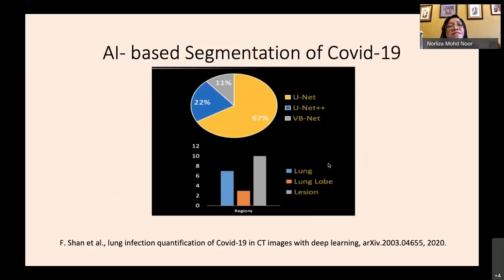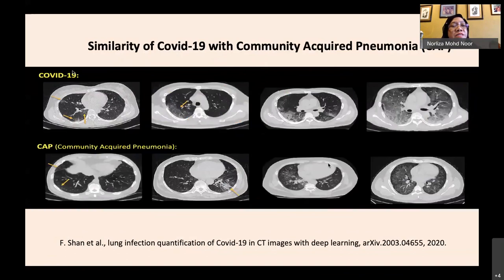Right, so this just quickly goes to AI-based segmentation. Normally they use UNet, which is the most popular. Next is UNet plus plus and VNet. Right, so this is the similarity between COVID-19 and CAP, which is community acquired pneumonia. So it's not much different actually, it's just a matter of how far and how rapidly it attacks the lungs. So that is the difference.